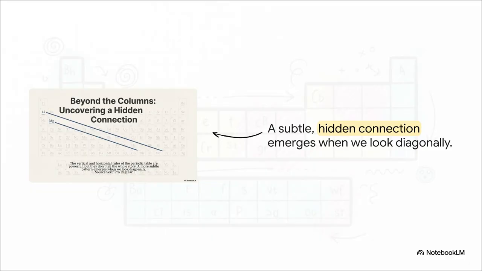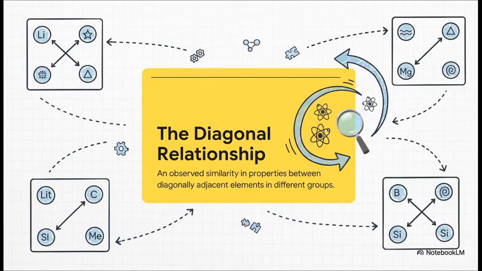Okay, check this out. This is where things get weird, in a good way. We're no longer moving just up and down or side to side. We're moving diagonally. And when you do that, this subtle hidden connection pops up between elements you would never, ever expect to be related, like lithium and magnesium right here. This strange phenomenon is called the diagonal relationship. And what makes it so cool is that it completely breaks the main rule we just learned. It connects elements that are not in the same group. According to the rules, they shouldn't have similar properties, and yet they do.